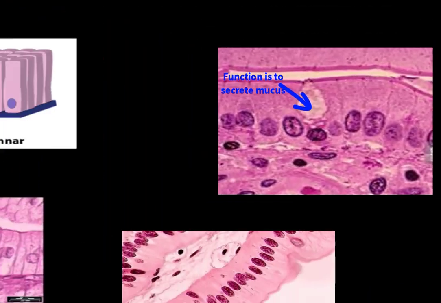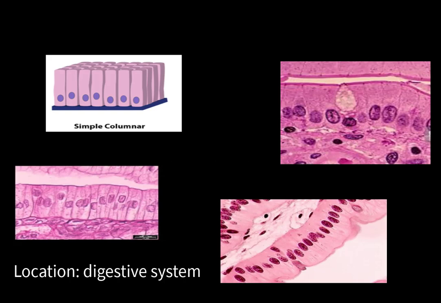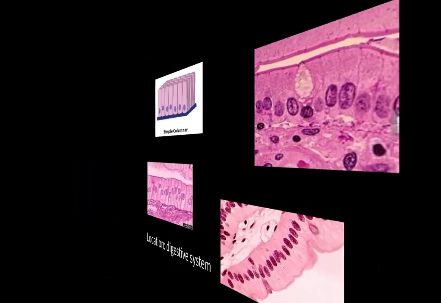The overall function of simple columnar epithelium would be lubrication, protection, secretion, or absorption. And we would find simple columnar epithelium located in the digestive system, like in your intestines.